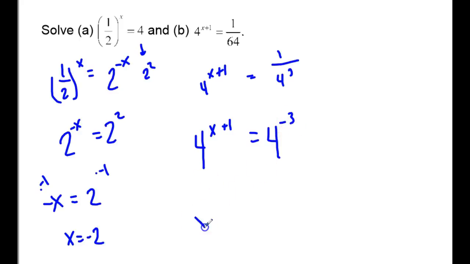Now that my bases are the same, I can go ahead and set my exponents equal and solve for x. So since 1 is being added to x, I subtract 1. So x equals a negative 4 in this example.